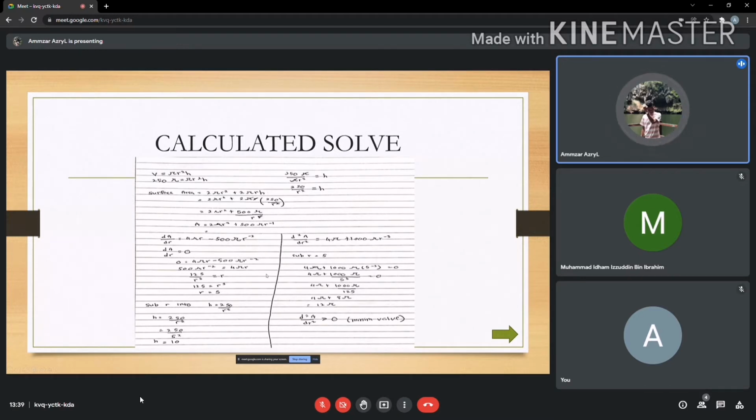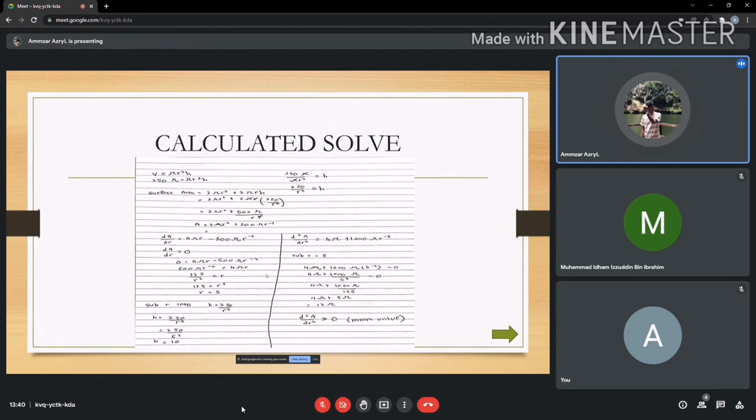So 500 pi r to the power of -2 equals 4 pi r. So 125 over r squared equals r, and we move the r squared to the right, so we get r cubed equals 125, and the answer is r equals 5. So we substitute r into the formula h equals 250 over r squared, the equation that we found above. So h equals 250 over 5 squared. So we get h equals 10.